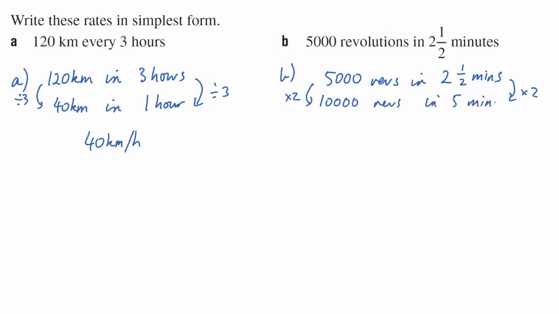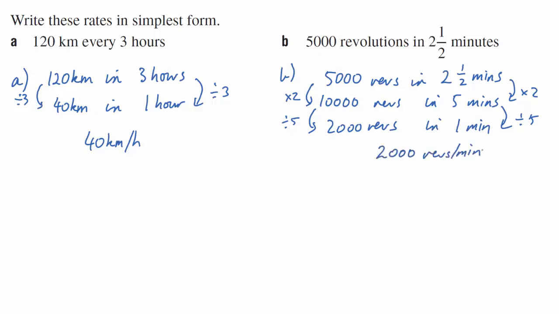And now you can see there's a common factor there of 5. So let's divide both sides by 5. We get 2,000 revs or revolutions in 1 minute. And the most common way of writing that would be 2,000 revs per minute, or in fact some people would write 2,000 RPM. That stands for revolutions per minute.